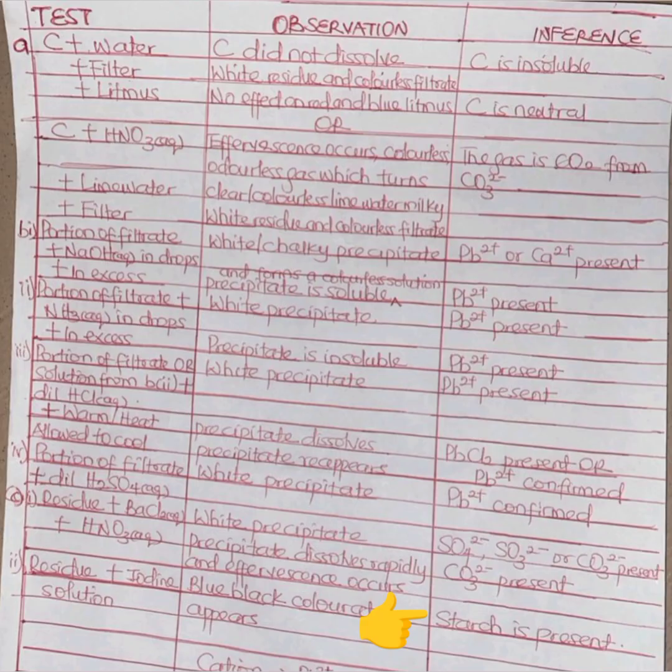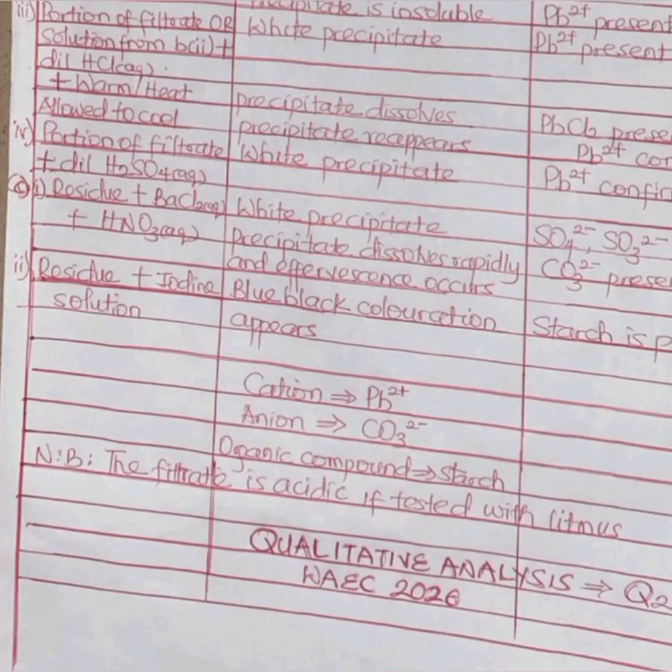So from all indication, that is the whole thing. Whatever test you do, if you are doing a test that confirms Pb2+, at the end you must write that the cation is Pb2+. Or if you are doing a test that confirms an ion, like CO3 2-, at the end you must write that the anion present is CO3 2-. Whichever ion you confirm, you must write at the bottom.